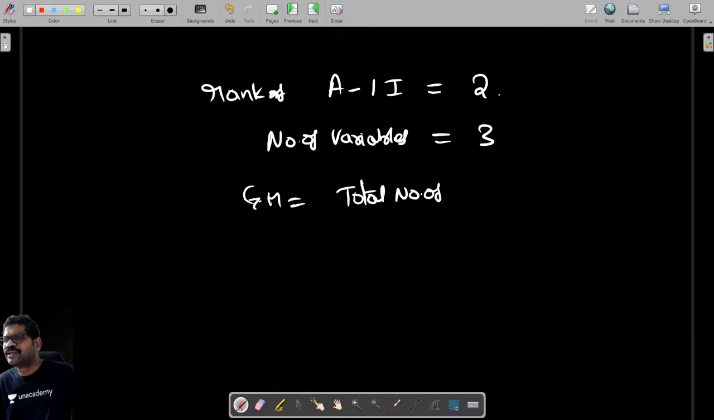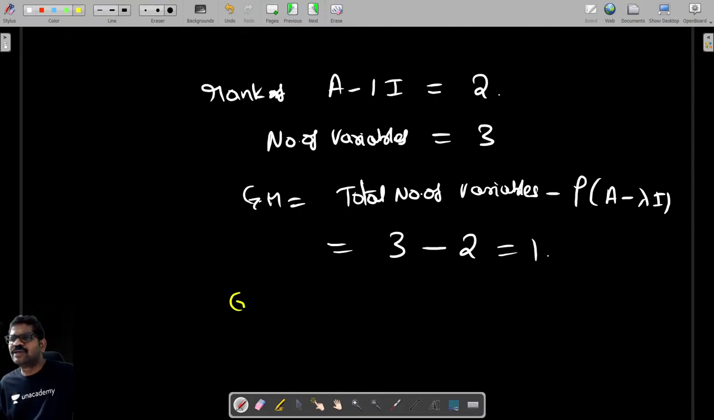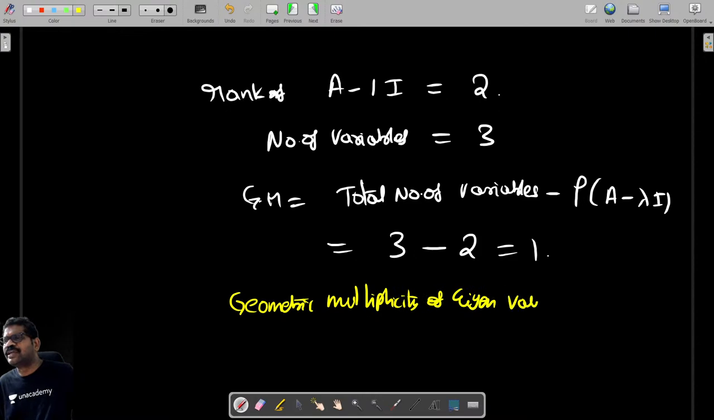total number of variables minus rank of A minus lambda I. So here total number of variables are 3, rank of A minus lambda I is 2, therefore 1. Therefore geometric multiplicity of eigenvalue 1 is 1. Next, we have to find out geometric multiplicity of eigenvalue minus 1.